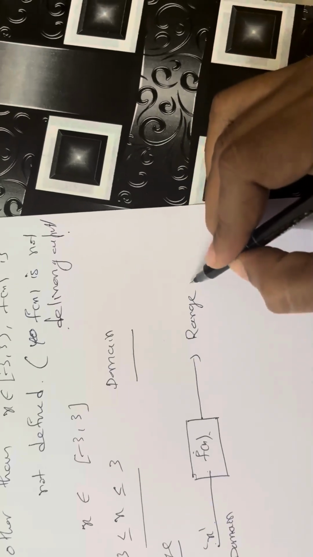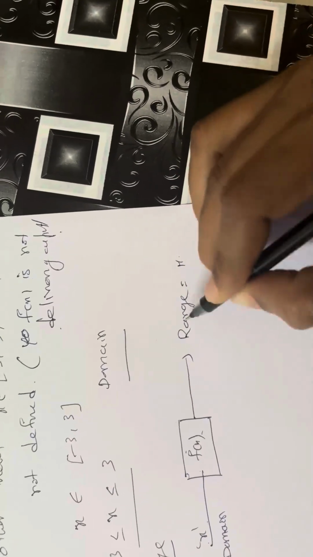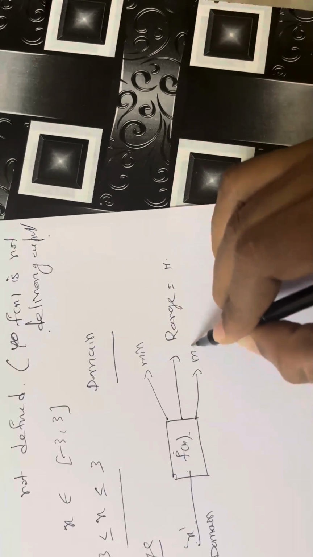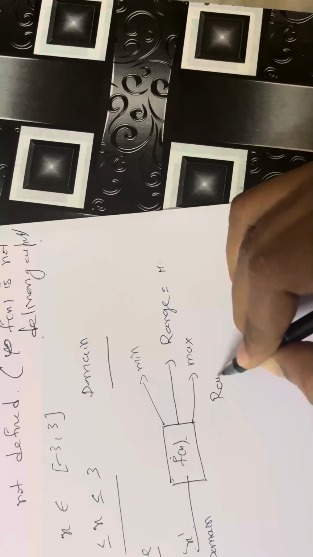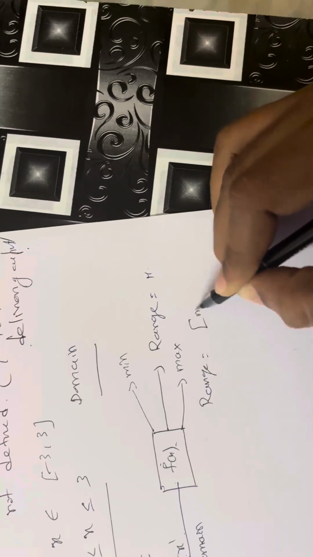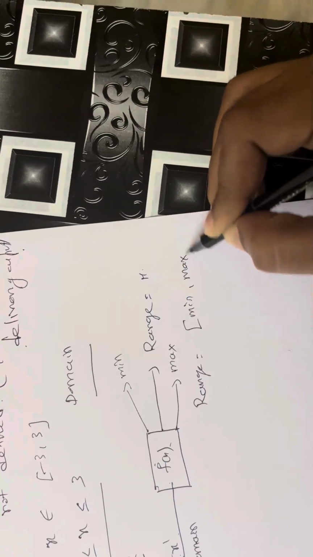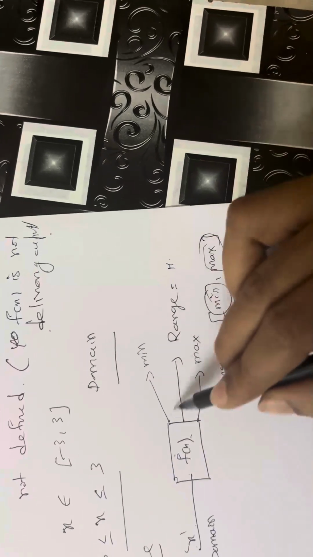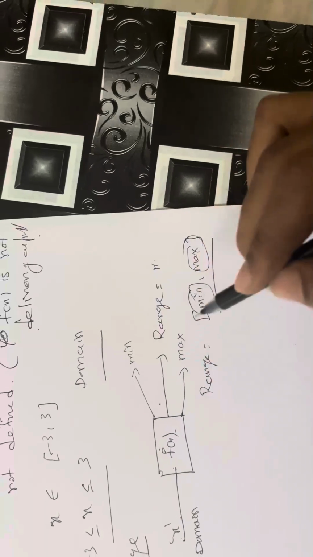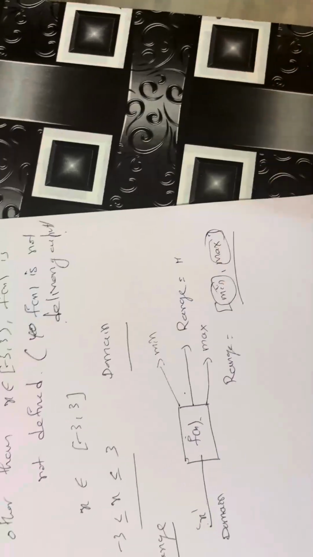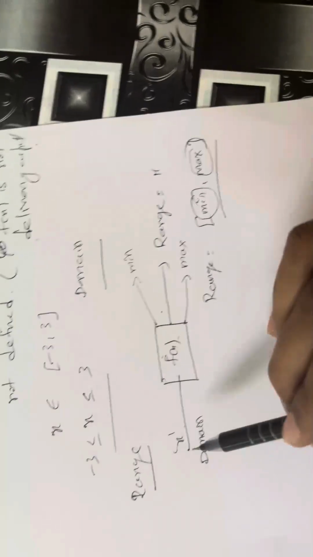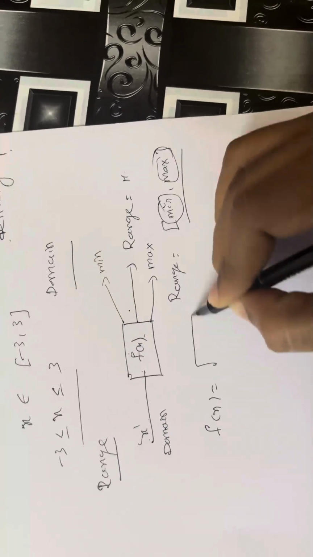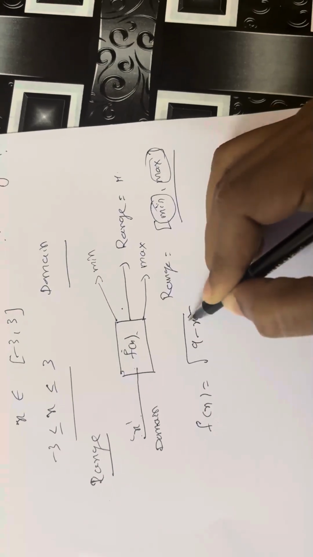Range means, what is the minimum value this function can deliver, and what is the maximum value this function can deliver? So range is simply the minimum value comma maximum value. If you find the minimum value and maximum value for the function output, that is enough to find the range. Okay, so here the question is f of x is equal to square root of 9 minus x square.